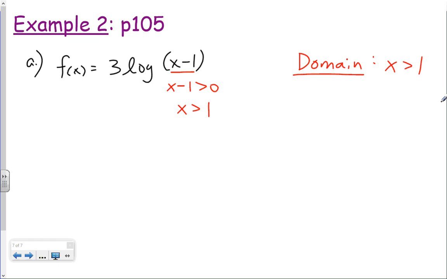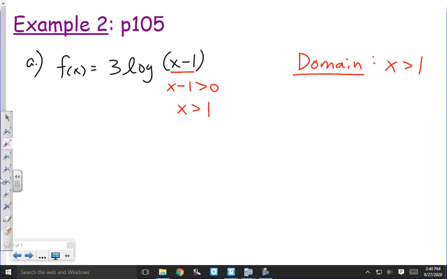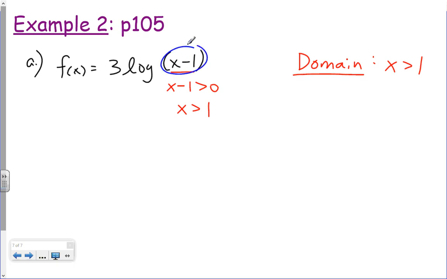The other thing to note here is a couple of key points that help me sketch this. One thing that I would look at is the x-intercept. When you take the log of 1, you end up with 0. So whenever x minus 1 is equal to 1, log of 1 is equal to 0. If I solve that, I'd have x is equal to 2. So I should expect to see an x-intercept at x equals 2, where I should cross the x-axis.